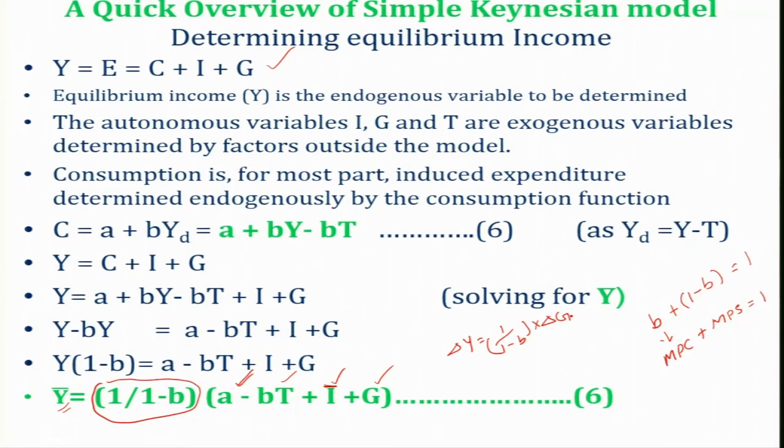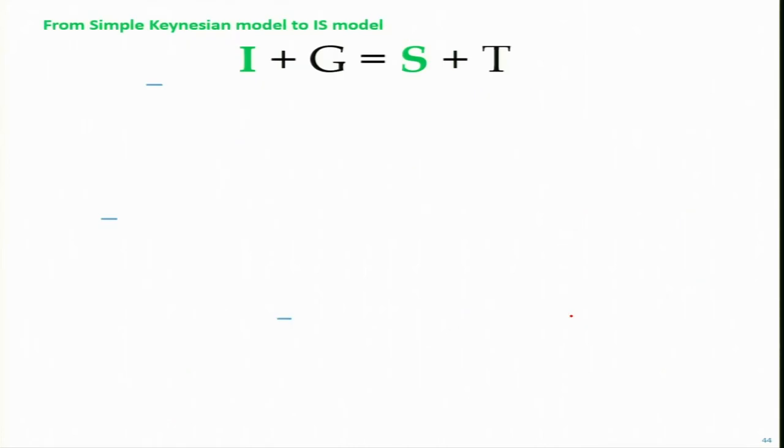Let us see how this can be expanded into an IS model. In the simple Keynesian model, we assume that there is only an autonomous component of investment, but in the IS model, we also bring the money market into the picture.